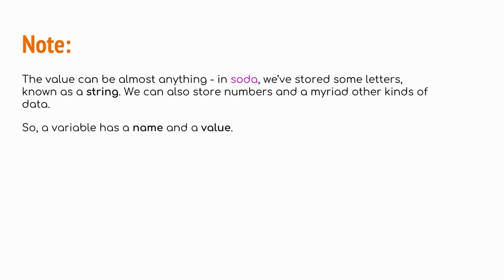Now note that in JavaScript, the value that we can store inside of variables can be anything. It can be numbers or any other type of data. We'll come back to data types at a later stage in this lesson. But for now, one thing you need to remember is that a variable has two parts, a name and a value. The name is the name of the storage space, and the value is the value which is stored inside of that storage space. And the manner in which you declare a storage space is by using the var keyword.